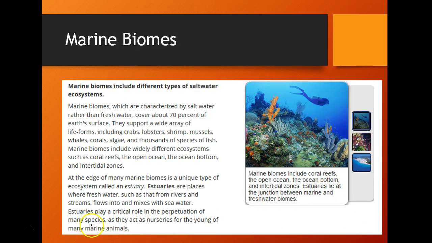We also have marine biomes, and marine biomes include different types of saltwater ecosystems. So they would have different organisms like crabs, lobsters, shrimps, mussels, whales, corals, algae, and a lot of different types of fish. Marine biomes really have different types of ecosystems like coral reefs, right? The open ocean, the ocean bottom, and intertidal zones. And they also have a thing called an estuary, okay? So this is found at the edge of the marine biome.